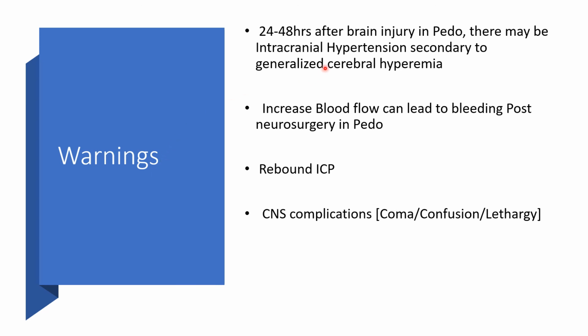Still on warnings, when we are dealing with the pediatric age group, if there's brain injury in them and systemic mannitol is used within 24 to 48 hours after the injury, there may be intracranial hypertension secondary to generalized cerebral hyperemia. Also, when neurosurgery is performed in the pediatric age group and mannitol is used, there may be increased blood flow that can lead to bleeding post-neurosurgery. So, it is fair to say we should expect rebound increased intracranial pressure. The central nervous system complications that may set in can include coma, confusion, or lethargy.